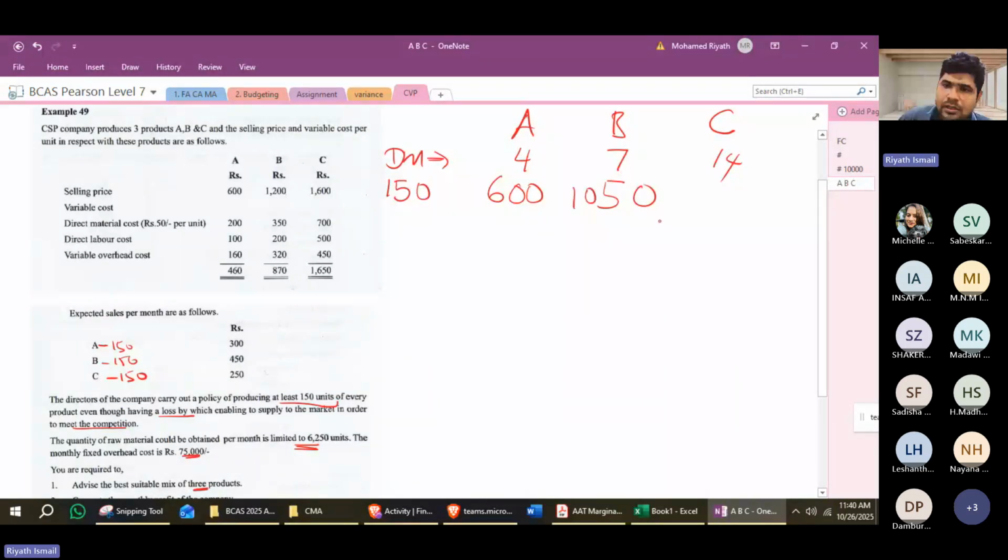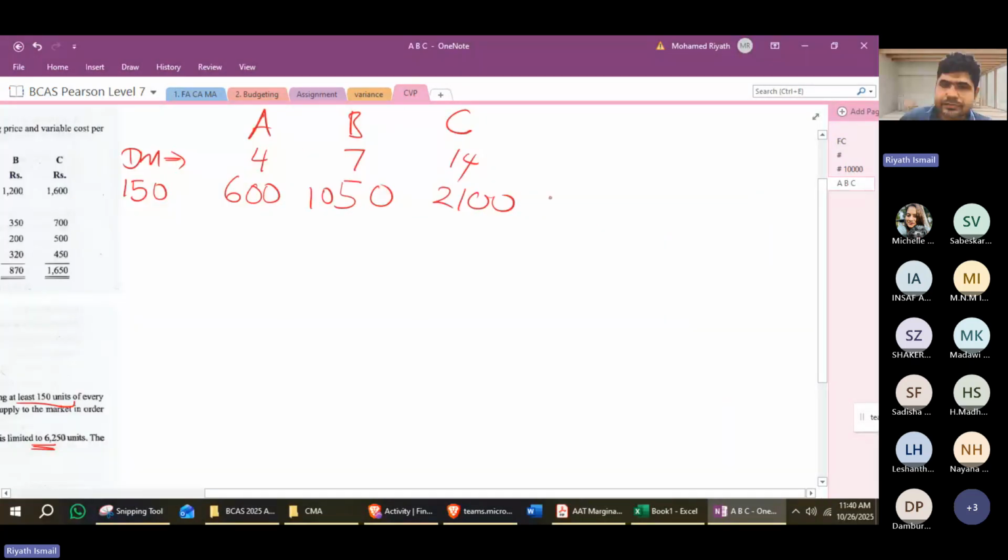1050, isn't it? Am I right? Yes. Am I right? This one? 2100. Okay, right. So totally how many units does it require? Quickly: 600 plus 1050 plus 2100, how much? Please calculate quickly. 3750. Hmm? 3750, right.